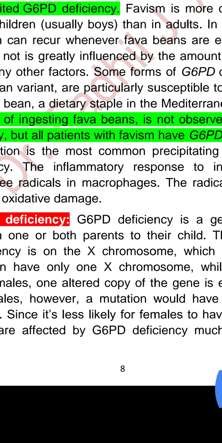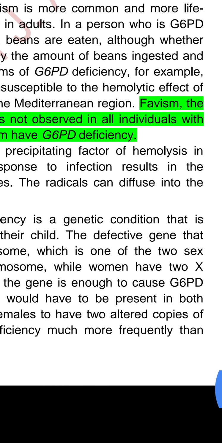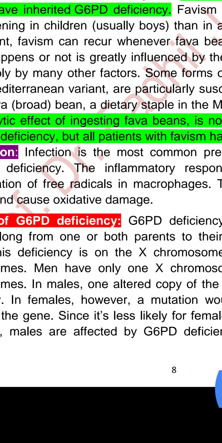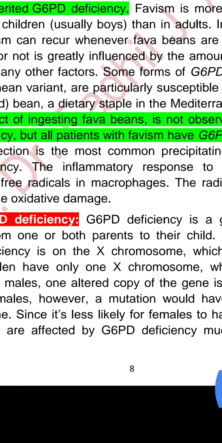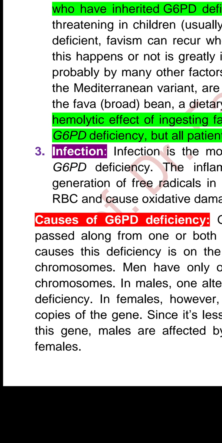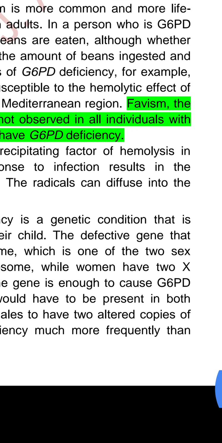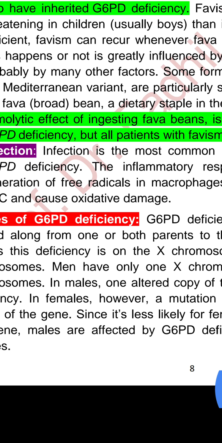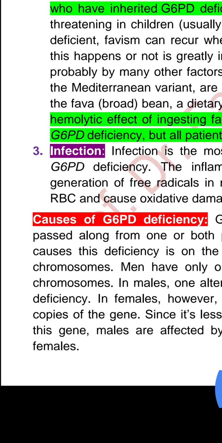Causes of G6PD deficiency قد يكون أحد الأسباب الرئيسية هي genetic conditions that is passed along from one or both parent to their child. The defective gene that causes this deficiency is on the X chromosome, which is one of the two sex chromosomes. Men have only one X chromosome, while women have two X chromosomes.